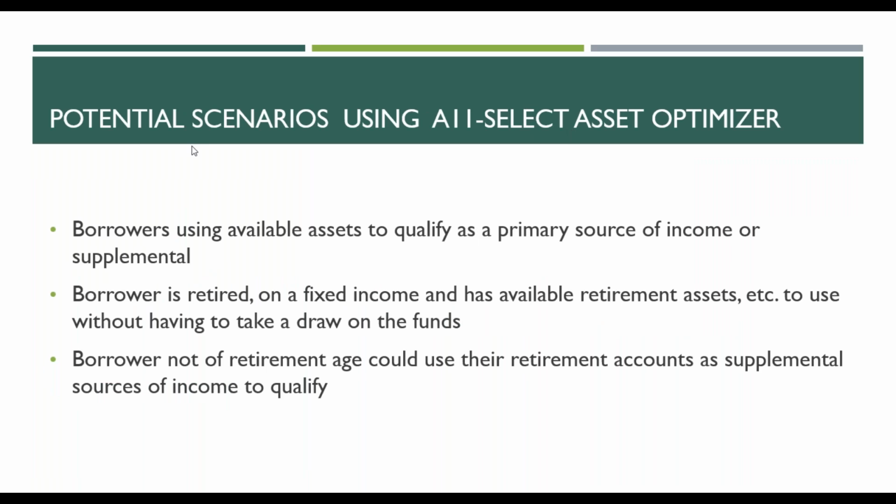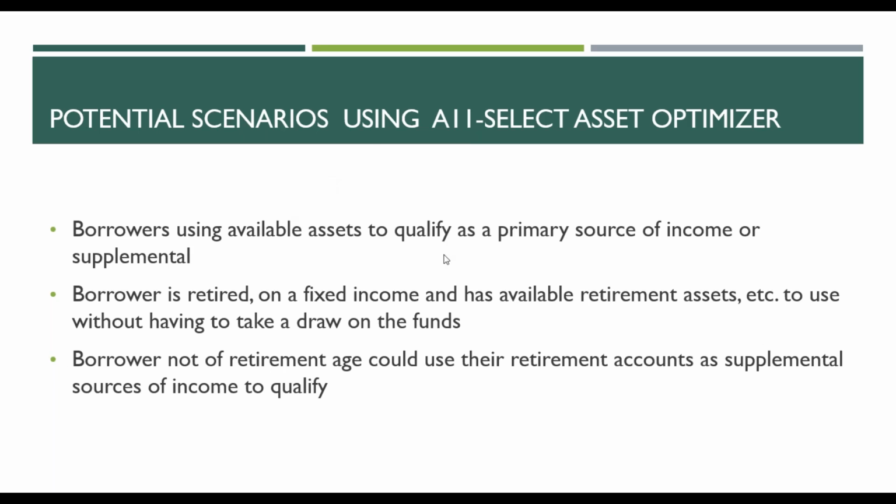As I mentioned, this is not the typical asset depletion loan, okay? What would you be using this for? Borrowers are using available assets to qualify as a primary source of income or supplemental, which means your borrower might be retired. They have a very small Social Security. They might not have enough income right now. They're retired, on a fixed income, and have available retirement assets to use without having to draw on the funds. Borrowers not of retirement age could use a retirement account as a supplemental source of income to qualify.